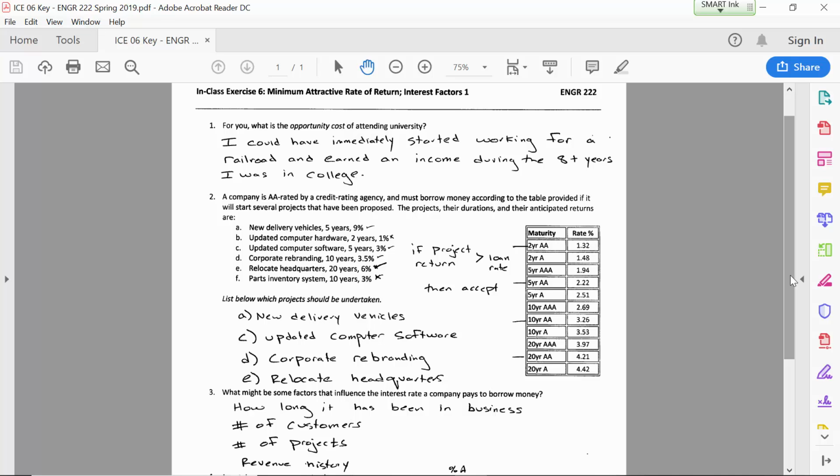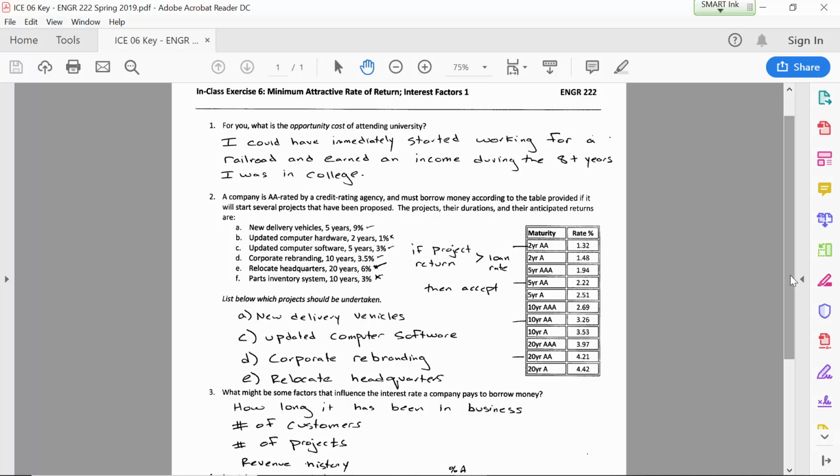So on problem 2, what you're doing is comparing how much it's going to cost to borrow the money to the expected return for different projects. Some of those projects are yes, some are no. Like delivery vehicles is a yes because 9% return is bigger than the borrowing cost of 2.22%. Since this company is AA, which is a risk rating, if they want to borrow money for 5 years, they have to pay 2.22%. And since 9 is bigger than 2.22, new delivery vehicles is a yes.